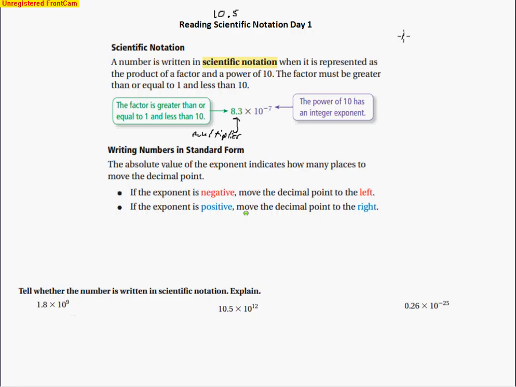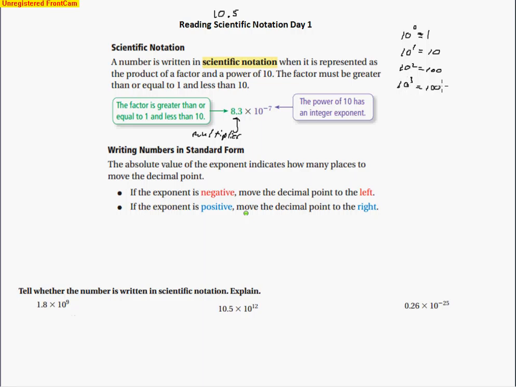So powers of 10, if we start off with just 10 to the 0 power, that was 1. That's what we saw in the last section. 10 to the first is just 10. 10 to the second would be 100 because it's 10 times 10. 10 to the third power ends up being 1,000.